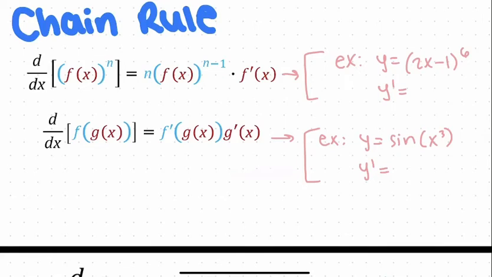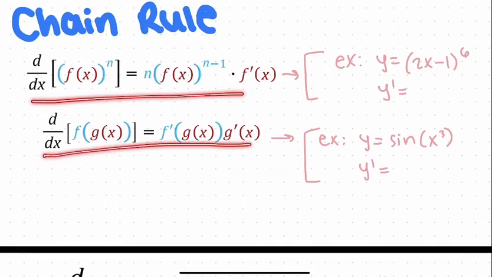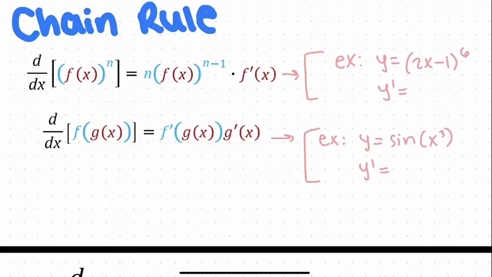Hey guys, today I'm going to go over chain rule, trig derivatives, and product rule. So first we're going to do chain rule, and as you can see here, there are two formulas that you need to follow. First is when f of x is to the nth power.